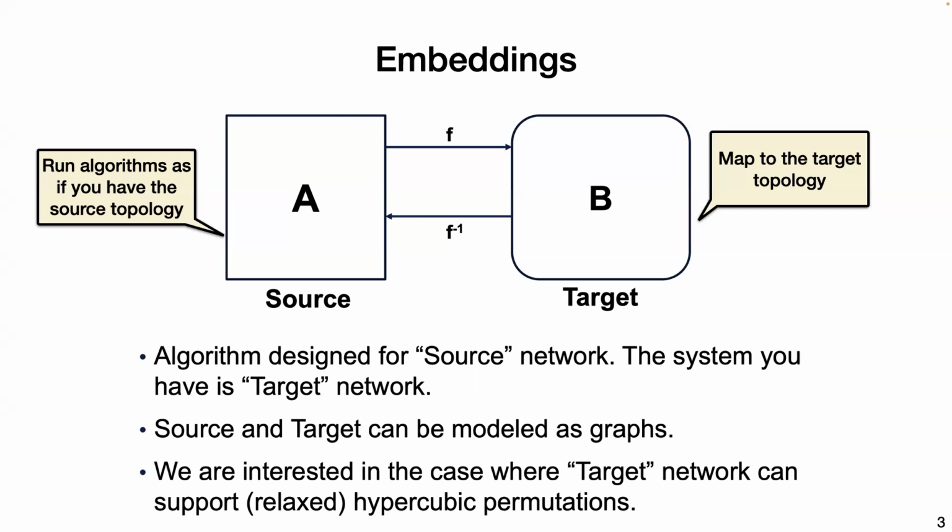And so we are mostly going to be in the case where this target network can support relaxed hypercubic permutations, because when we were doing communication primitives, we had nice bounds on communication primitives in the hypercube. Questions?